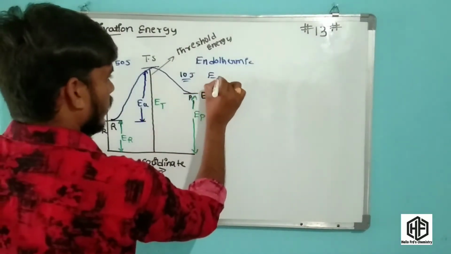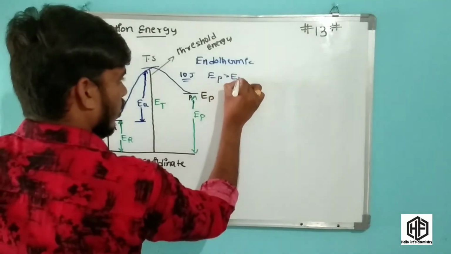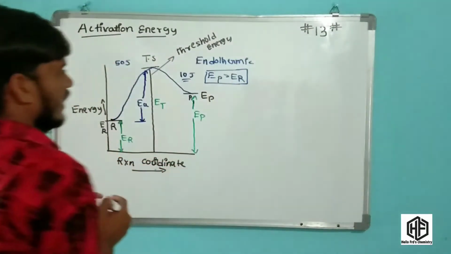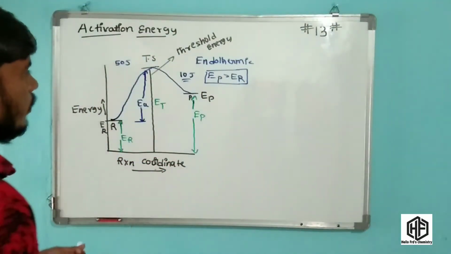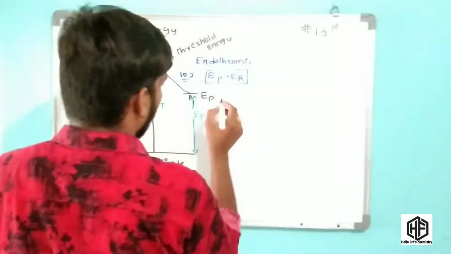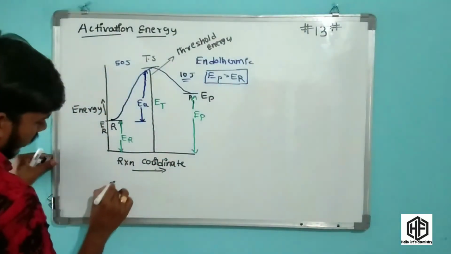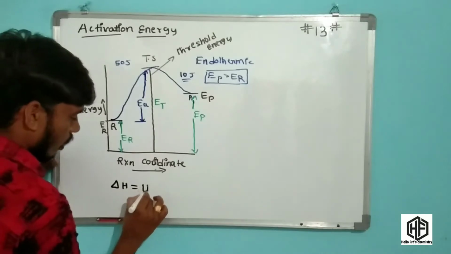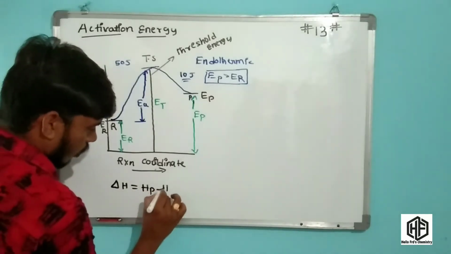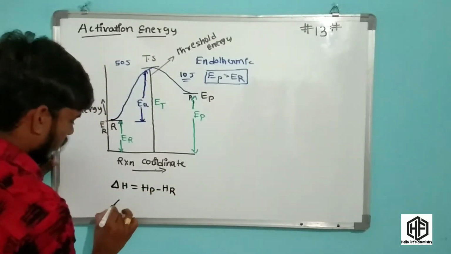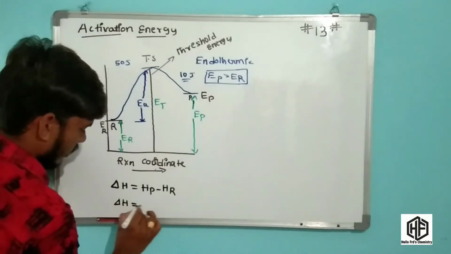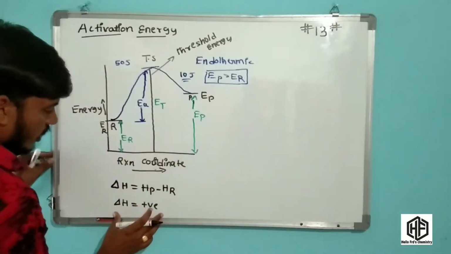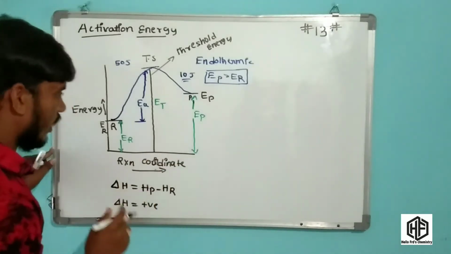In an endothermic reaction, the energy of the product is high compared to the energy of the reactant. The enthalpy of reaction, delta H, is equal to the enthalpy of the product minus the enthalpy of the reactants. It means the delta H value is positive, meaning energy is absorbed in the reaction. That is called an endothermic reaction.